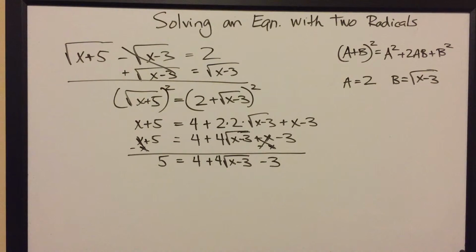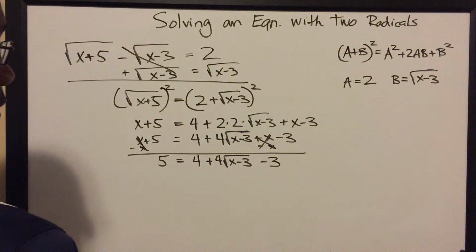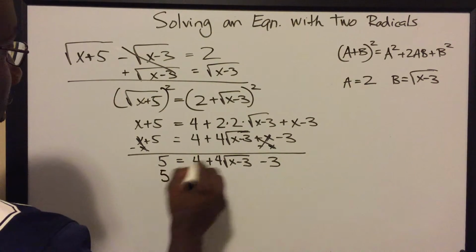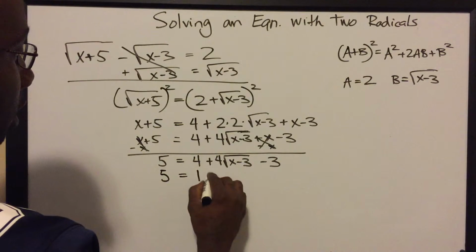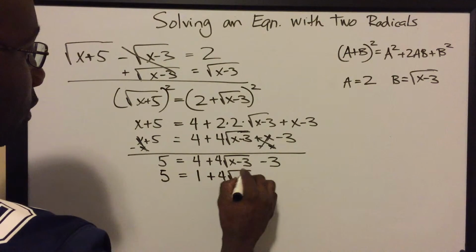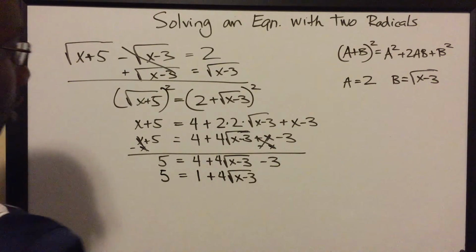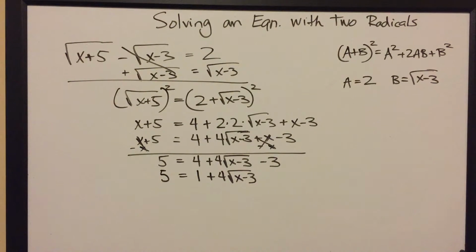So next, I could just subtract that 4 from both sides, or I know that this 4 and 3, that's 1. So really I could have done that step up here if I wanted to, but I'm going to do it right here. 4 minus 3 is 1, plus 4 square root of x minus 3. Now I can subtract 1 from both sides, because I'm trying to get my square root on one side.